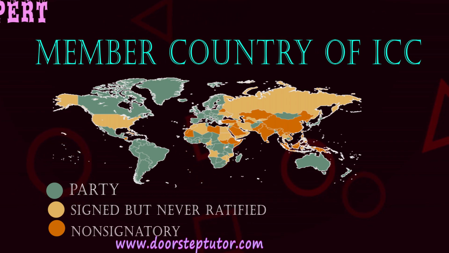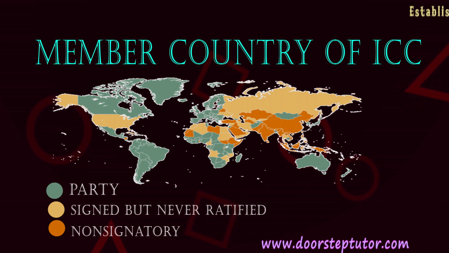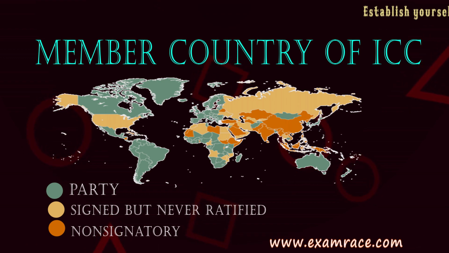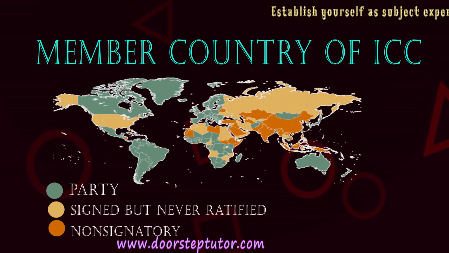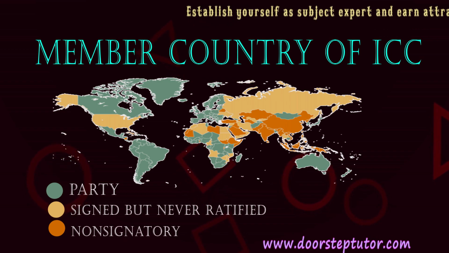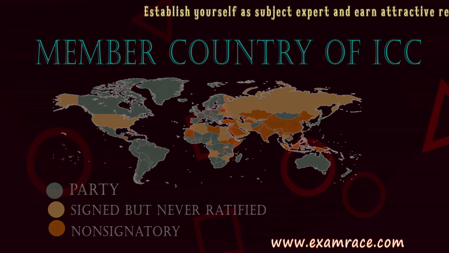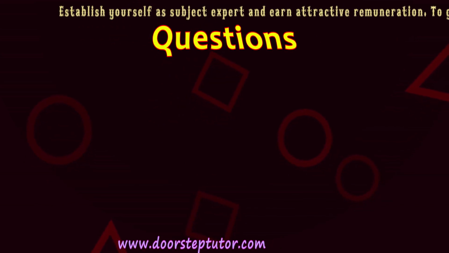They are the non-signatory countries, and in a note below, you see Burundi and Philippines. They joined the ICC but later withdrew. So, this is how the countries have been represented here in the map. You can refer to it. Now, let's take up the multiple choice question part of today's discussion.